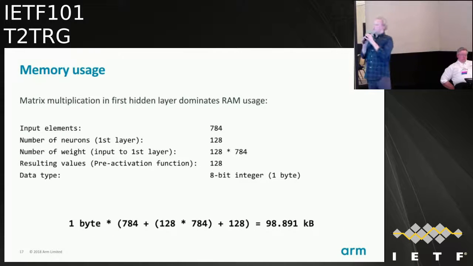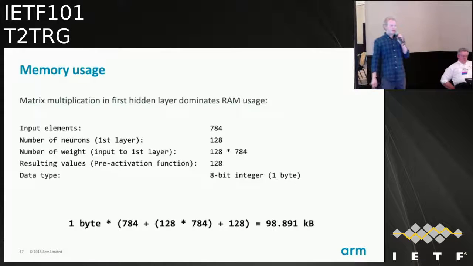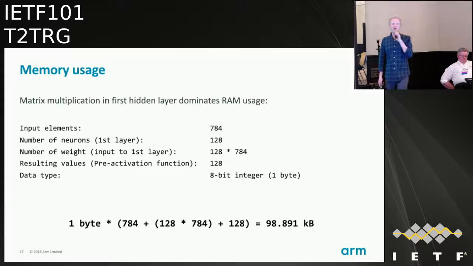And then we see the current memory usage. We're very aggressive at purging layers. So if we're going from the input layer to hidden layer 1, we don't load anything else in memory. And then you see that the matrix multiplication table that you need in the first hidden layer is dominating the RAM usage. So for this model, we see a peak memory usage of 98 kilobytes. And that is a lot less than 256K. And we can push this even further down with a couple of other tricks that we're doing.